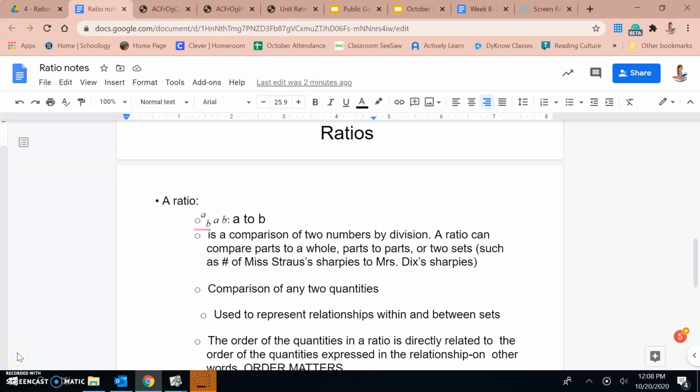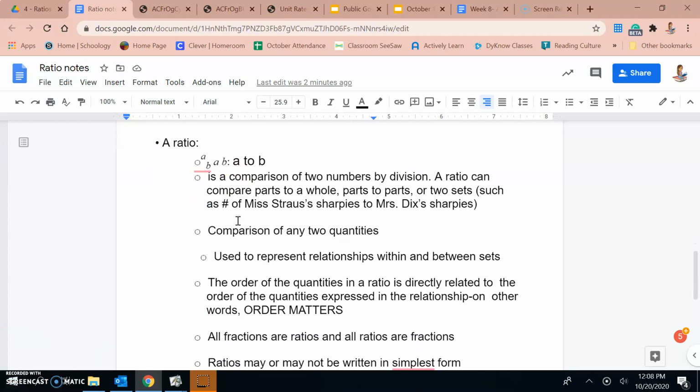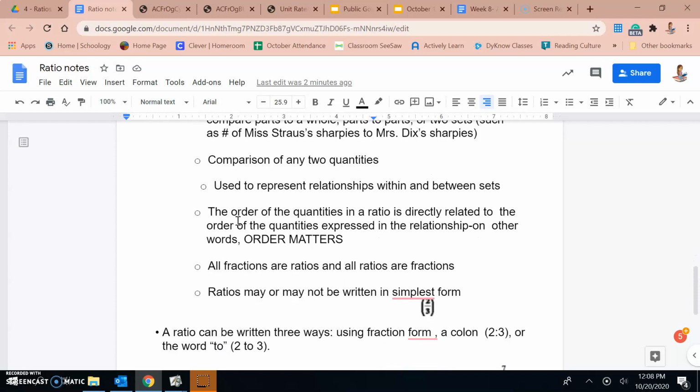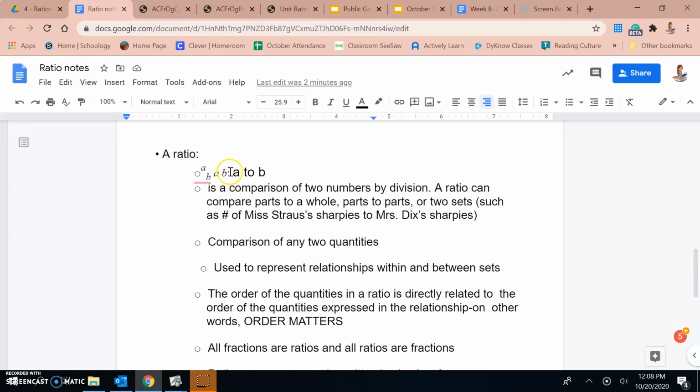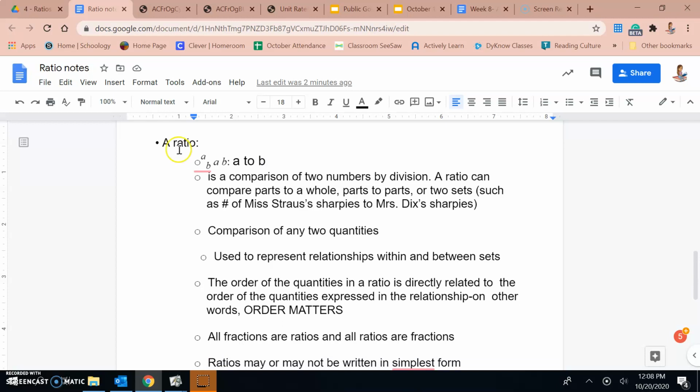Hello, 6th graders. Our next topic we're going to be discussing in this unit is something called ratios. A ratio can be written and explained in a few different ways, and we're going to learn about this in this video. So a ratio can be written a few ways. It can be written as a fraction, it can be written with a colon, or it can be written with the word "to" in between the two numbers. A ratio is a comparison of two numbers by division. That's important to know.